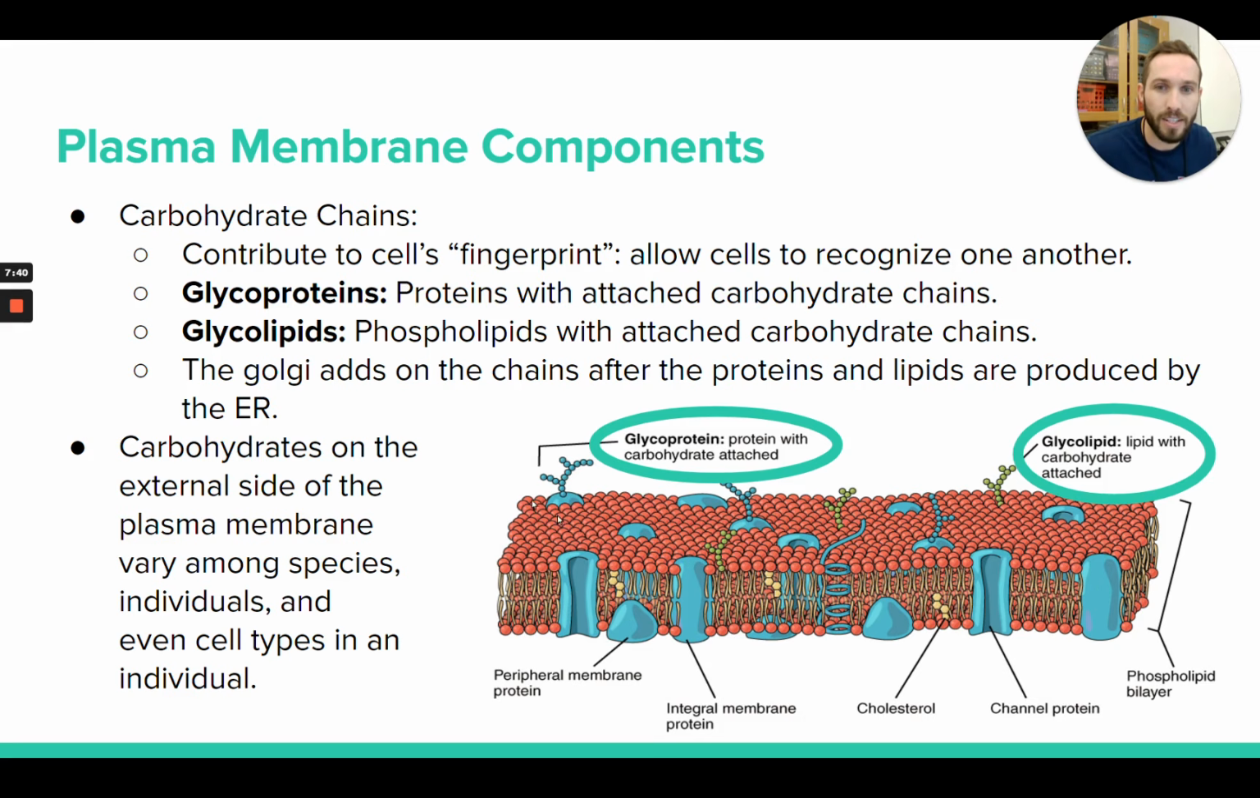Proteins that have a sugar chain attached to them are called glycoproteins. Glyco referring to sugar, and then it's attached to a protein. So we call this one right here a glycoprotein because it has a sugar attached to it. And then some of these phospholipids have a sugar chain attached to them as well. We call those glycolipids. So glycolipids and glycoproteins are just lipids and proteins that have sugar chains attached to them.